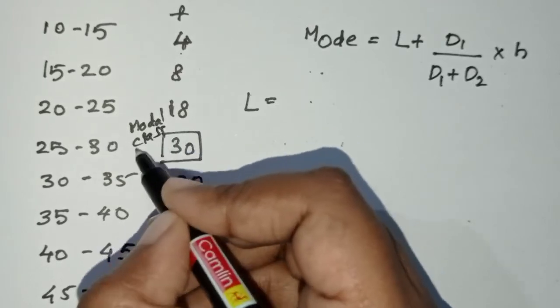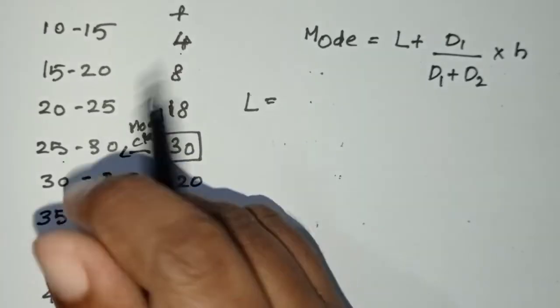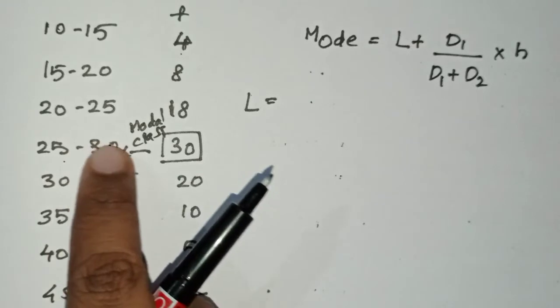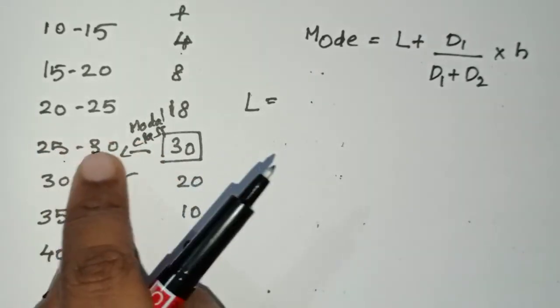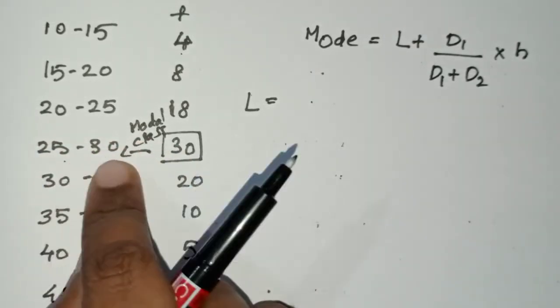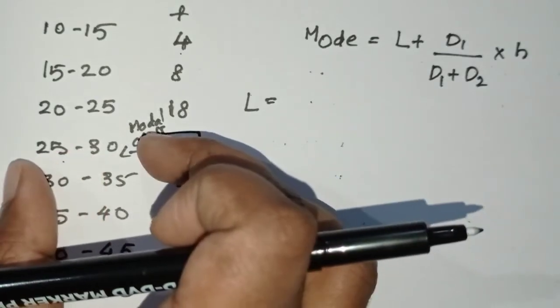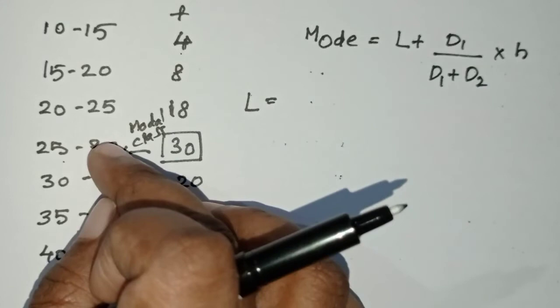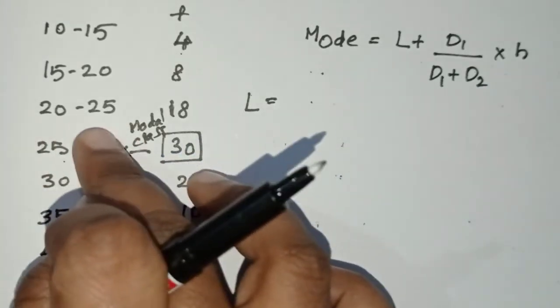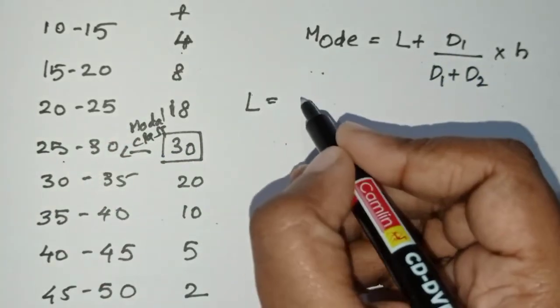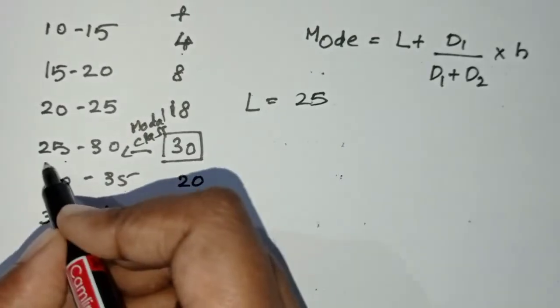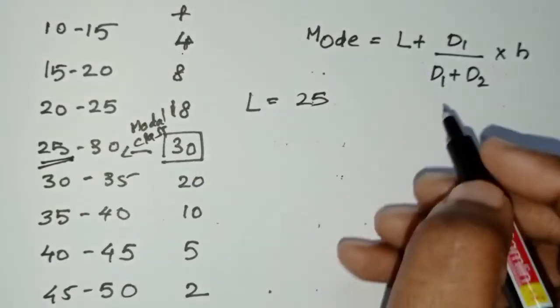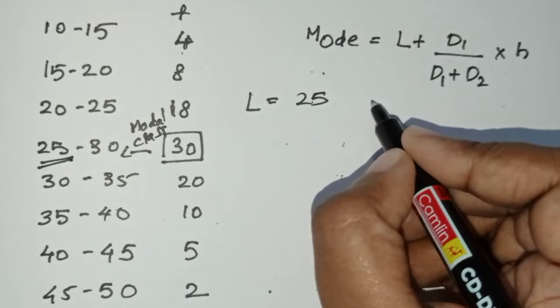Okay. Now if it is modal class, what will be L? The lower limit of the class interval of this modal class. Okay, because this is the modal class and this is the nearby class distribution value. So L will be 25. Okay, lower limit of the class interval of the modal class.